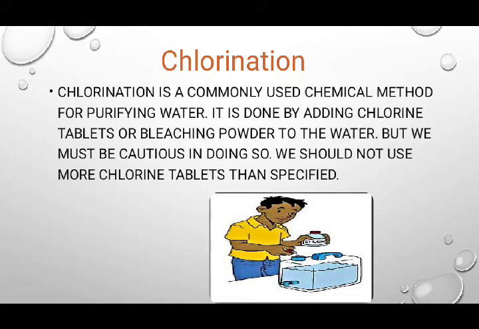Chlorination is actually a very commonly used chemical method for purifying water. It is done by adding chlorine tablets or bleaching powder to the water. But we should be cautious in doing so. We should not use more chlorine tablets than specified. So these were certain ways through which we can convert raw water into potable water. But since we are discussing water pollution, what should we do to reduce it?